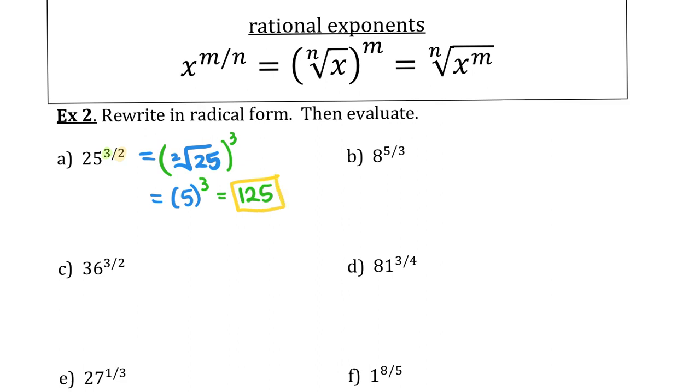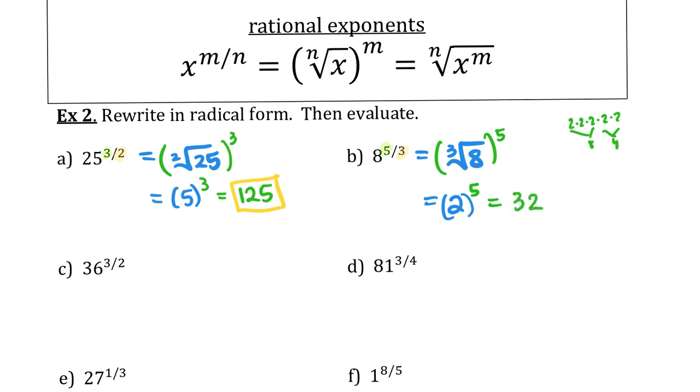Okay, let's try B. It's 8 to the 5/3. Because my exponent is a fraction, immediately I think root. What's the index of the root? The bottom number is your index. So this is going to be the third root of 8. After I get the root, I'm going to raise it to the 5th power. What's the third root of 8? It is 2 because 2 times 2 times 2 is 8, and then raise it to the 5th power. 2 times 2, that's 4. 8 times 4, 32.